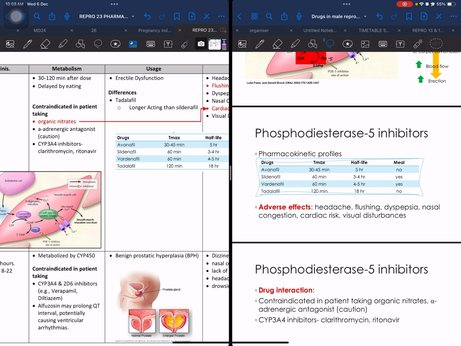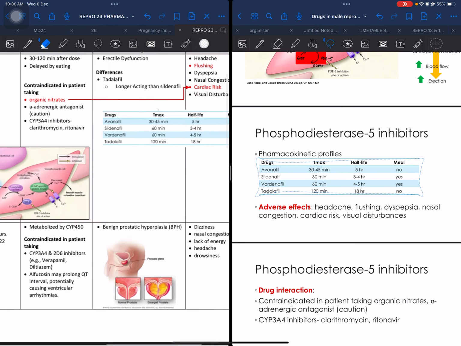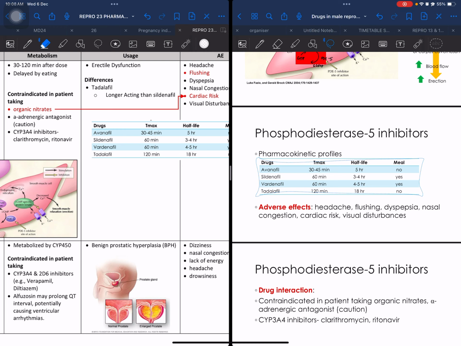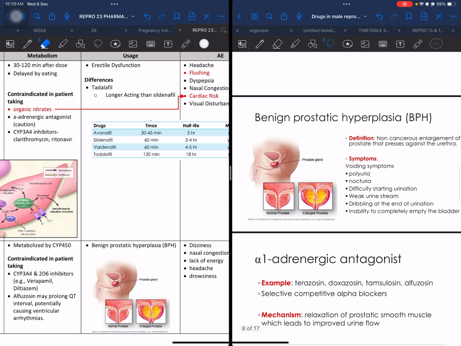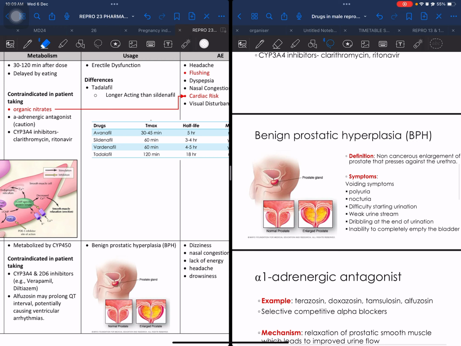Okay? That is all for erectile dysfunction. Only one group of drug. Okay? Phosphodiesterase 5 inhibitors. Then we move on to benign prostatic hyperplasia. Okay? Benign BPH, it's non-cancerous.